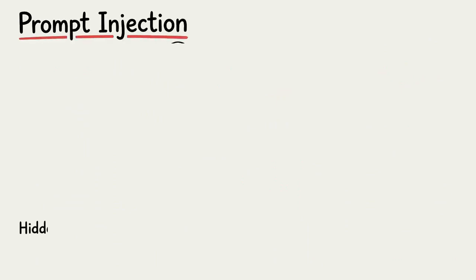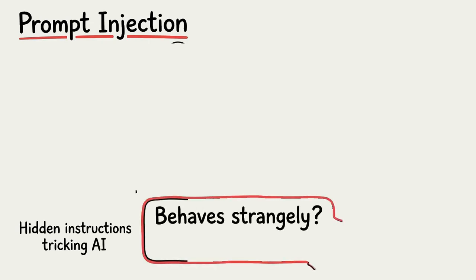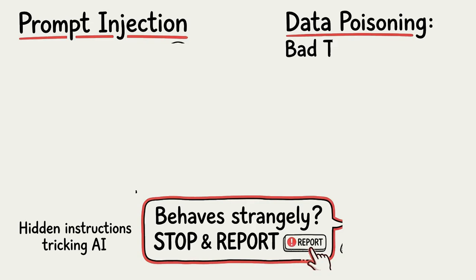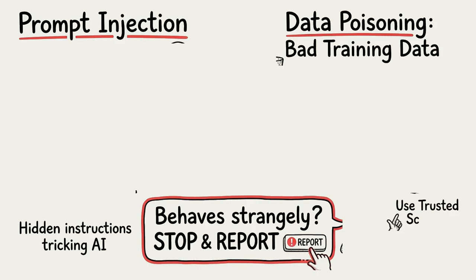Be aware of prompt injection. That's when hidden instructions in a document trick the AI into doing something unintended. If an AI behaves strangely, stop and report it. Also, watch out for data poisoning when bad data is inserted into training sources. This can lead to misleading or harmful outputs. Use trusted sources and report inconsistencies.